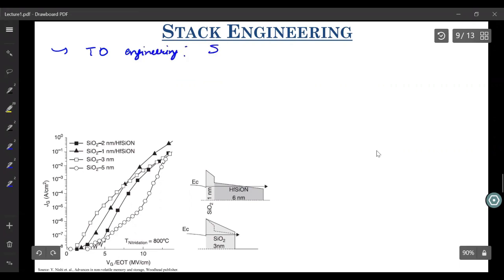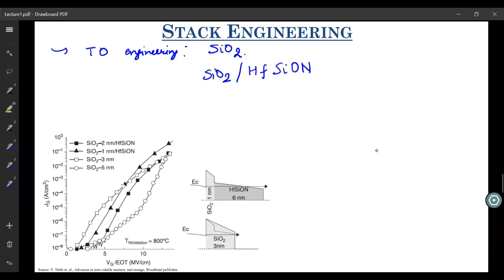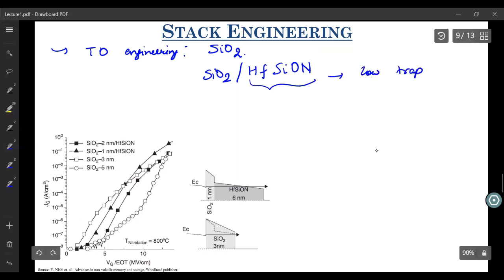So usually people use SiO2 because of its very high quality interface properties with silicon. But people have also explored different kinds of stacks. One of the stacks most commonly used for this charge trap mechanism is not pure SiO2, but SiO2 combined with hafnium silicon oxynitride, HfSiON. So what are the properties of this HfSiON? Just like the Si/SiO2 interface, even this HfSiON has a low trap concentration. So the quality of interface is high.